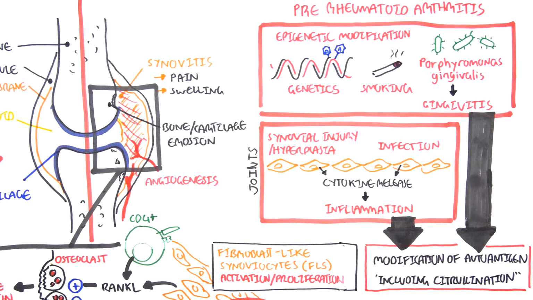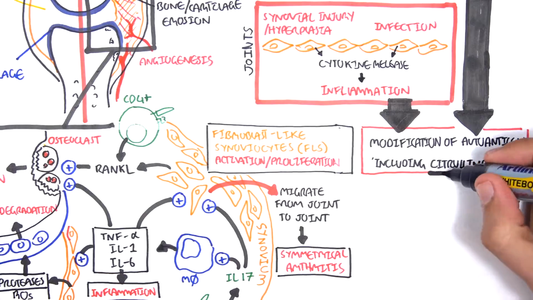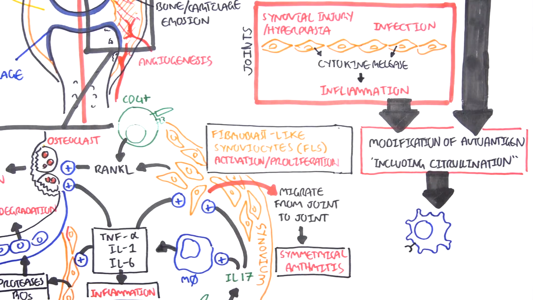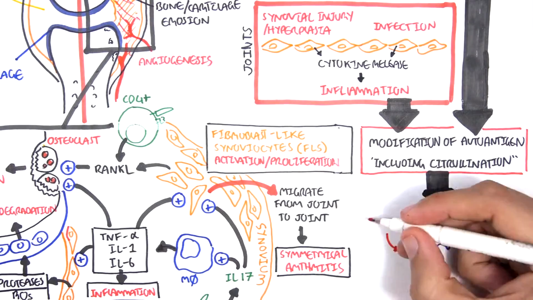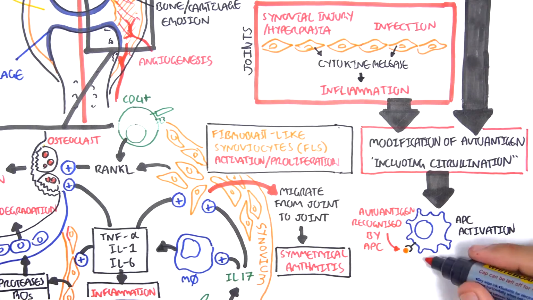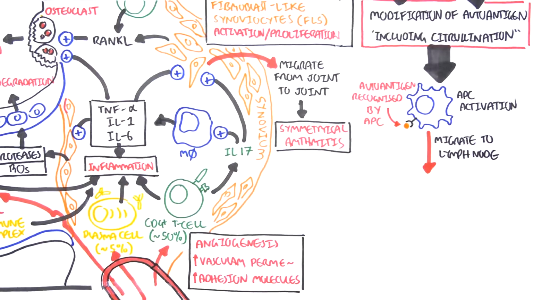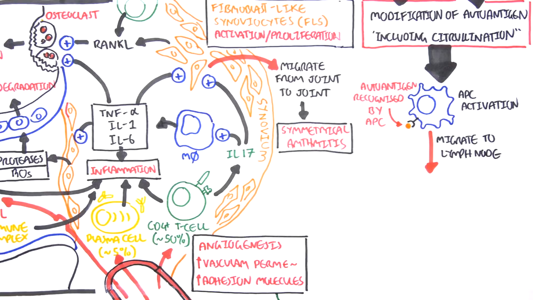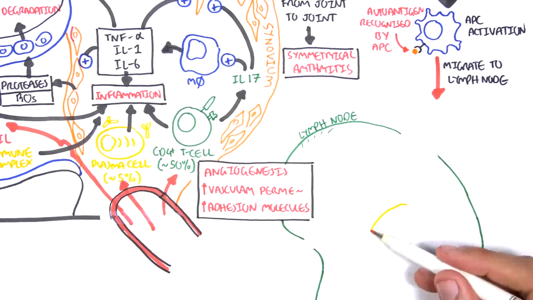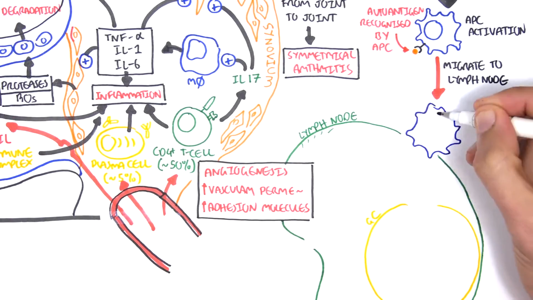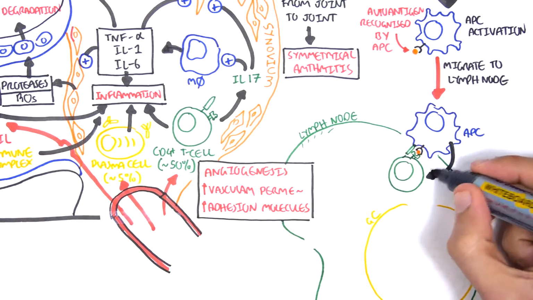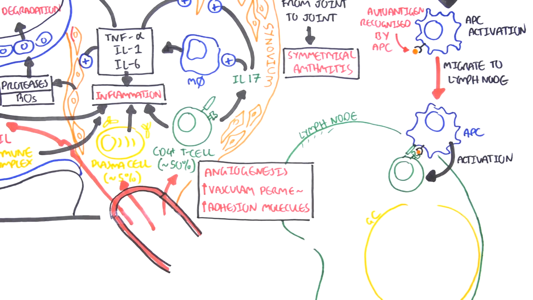Because you have modifications of your own antigens, these will be recognized by antigen-presenting cells, and it will essentially activate the antigen-presenting cells to initiate an immune response. The antigen-presenting cell will migrate to the lymph nodes, where, here I'm drawing the lymph node. Remember, the lymph node here is in green, and within the lymph node we have the germinal center, where we have B cells. Anyway, the antigen-presenting cell will activate T cells in the area, so we can have CD4 T cell activation.